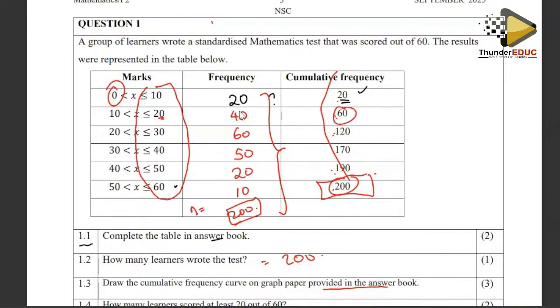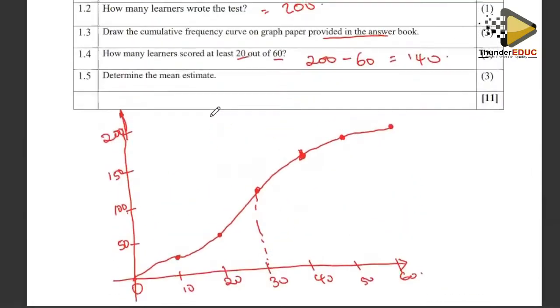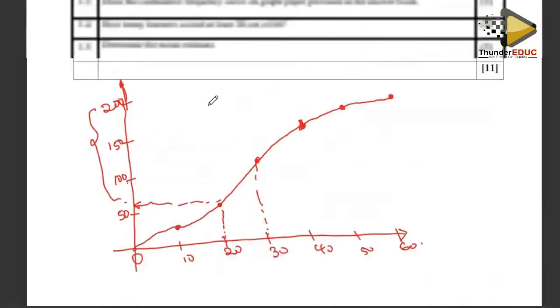Okay, at that point, the cumulative of between 0 up to 20 is 60, meaning that those that obtained either 20 or slightly above 20 out of 60 should be all these ones. So what I can do is just say my 200 minus 60, which gives me 140. Because even if I were to get it from the graph itself, if I'm to read off the 20, I'm going to get a 60 here. Then I have to subtract that from that, and then I get my answer.